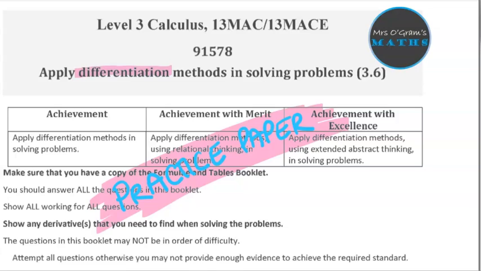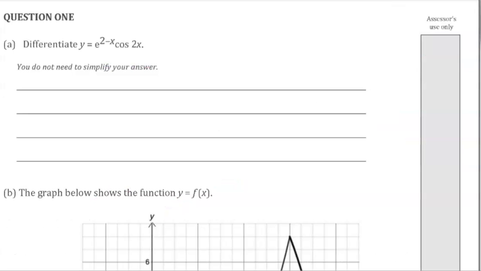Today we are looking at a practice paper for differentiation for Level 3 Calculus. This is not a real NZQA paper, but it is set up to be very, very similar to one, and it's the one that we used for our practice exams at my school. Pause before each question, have a go at it, and then watch the worked solutions.